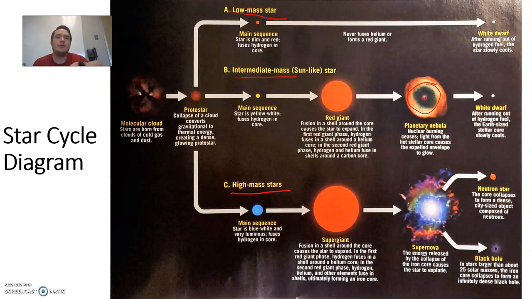But you do need to know the difference between these three types of stars: low mass star, intermediate mass, and high mass, and what their life cycle is based off of each one. That is all that I have for you guys today. Next video, we're going to go over stellar remnants.